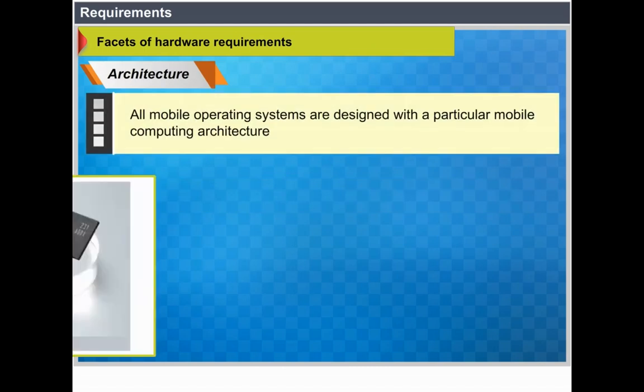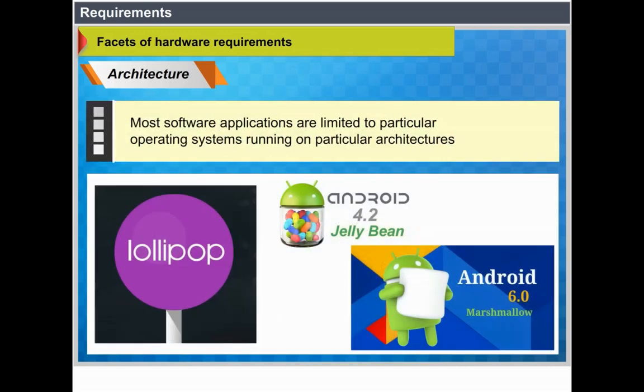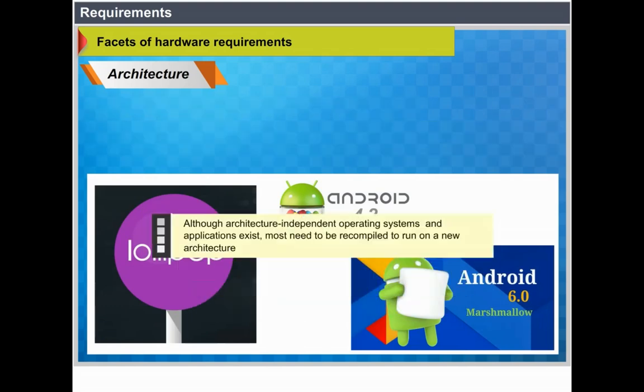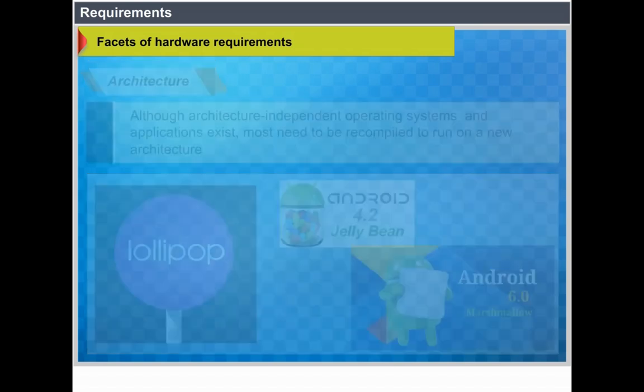Various aspects of hardware requirements. Architecture: all mobile operating systems are designed for a particular mobile computing architecture. Most software applications are limited to particular operating systems running on particular architectures. Although architecture-independent operating systems and applications exist, most need to be recompiled to run on a new architecture.